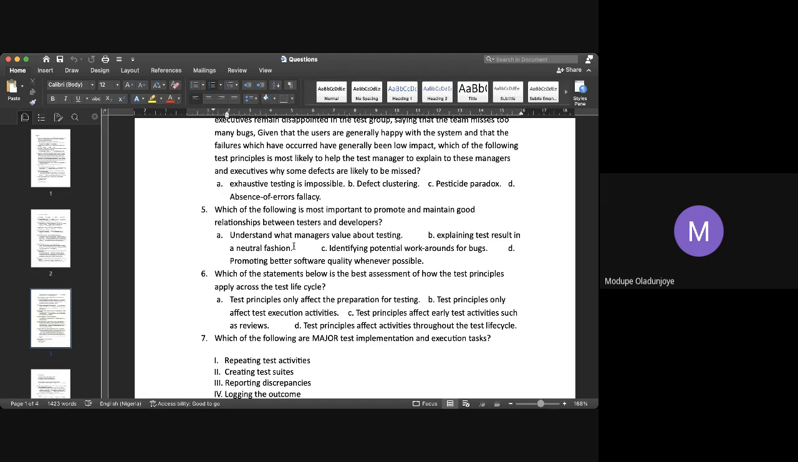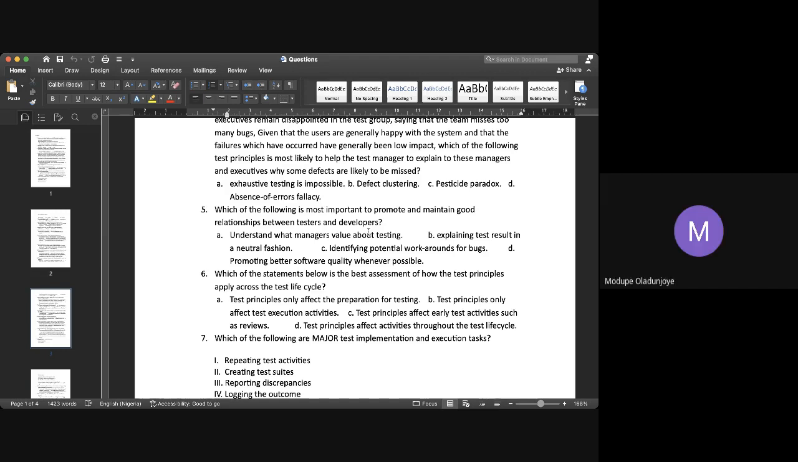Which of the following is most important to promote and maintain the relationship between testers and developers? Let me tell you. The question is between testers and developers, not managers. That's nothing to do with managers. So now it's something that is coming from testers to developers. You understand?